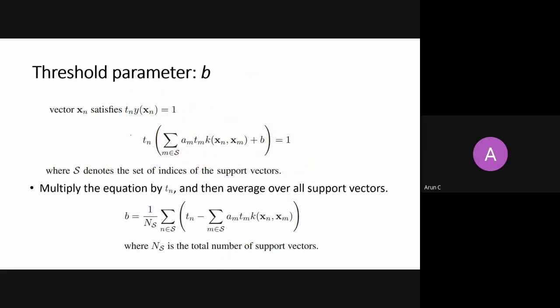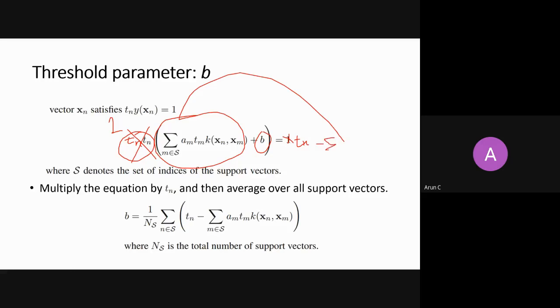You just multiply both sides by t_n. So this t_n into t_n will always be 1, right? Whether it is negative negative or positive positive, it is always 1. So this will be 1 here, and you will get 1 into t_n, which is nothing but t_n, right? Then to calculate b, you just take this summation side and it will come here on the negative side, right? And this is what it is here, right?